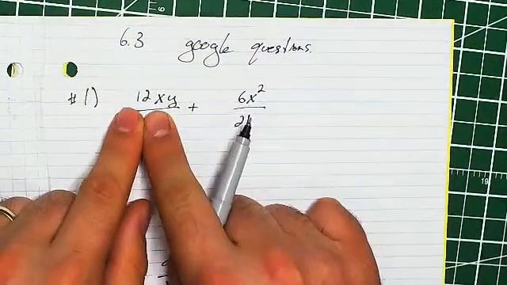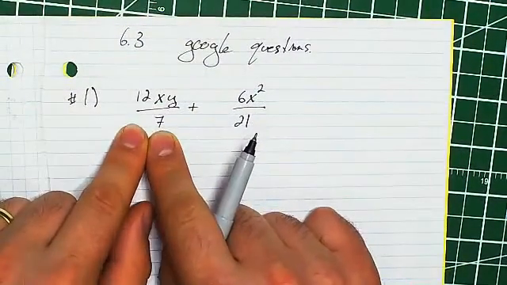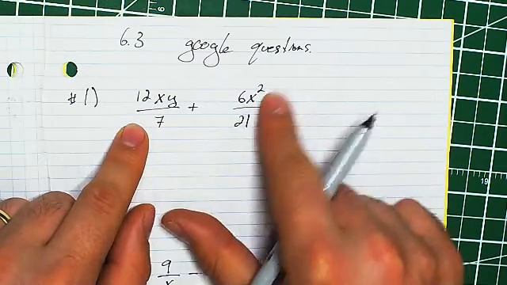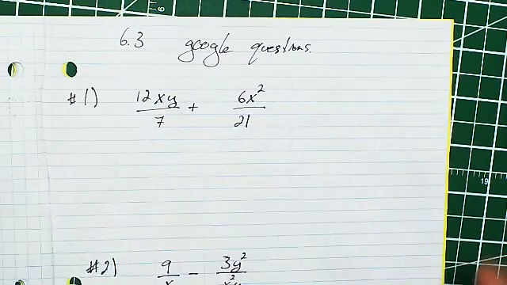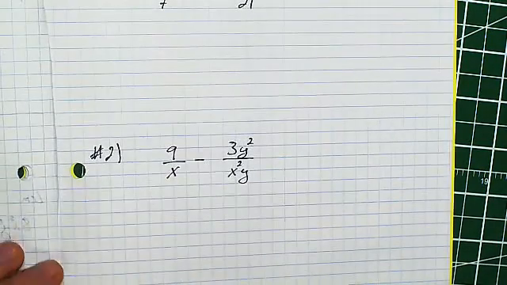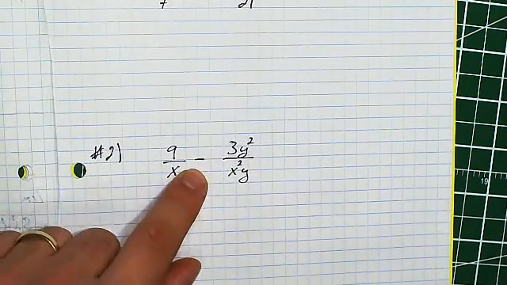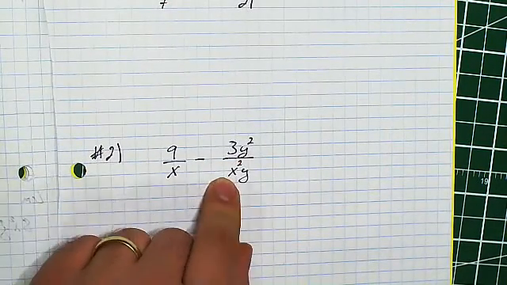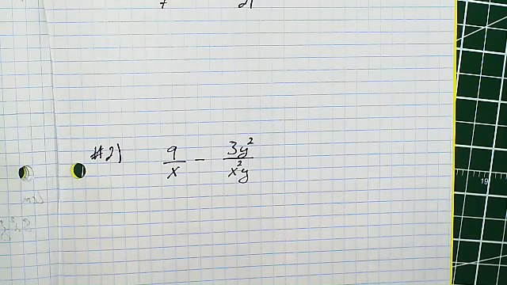Only 2 Google questions for this one, for 6.3. Your first question is to basically solve: we're going to have 12xy over 7 plus 6x squared over 21. Find your lowest common multiple and get it to one expression. Question 2, we have 9 over x minus 3y squared over x squared y.